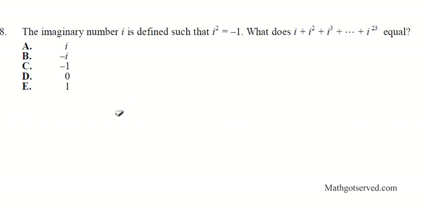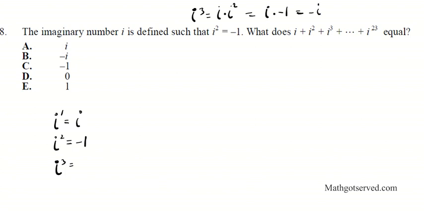Okay? So what on earth am I talking about? Well, check this out. What is i to the first power? I to the first power is just i. Okay? What is i to the second power? I to the second power by definition is negative 1. Alright? How about i to the third power? Well, i to the third power is equal to i times i squared, right? I squared is negative 1, so i times negative 1 is going to be negative i. So i to the third power is negative i.